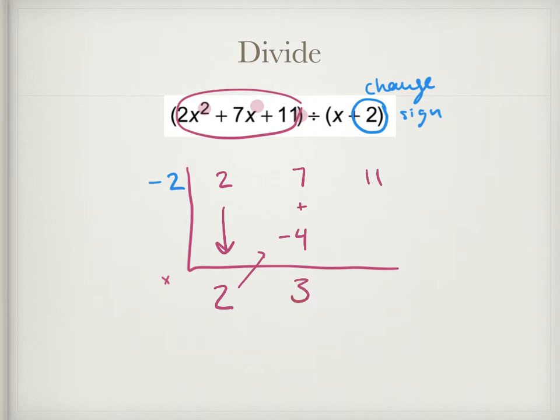What do we do next? Negative 2 times 3. So what's negative 2 times 3? Negative 6. And then add the inside. What's 11 minus 6? 5. So we started with an x squared, so our answer is just going to be 1 less than that. So our answer starts with an x, and then plus our constant, and then the remainder is our last number. So our answer is 2x plus 3, remainder 5.